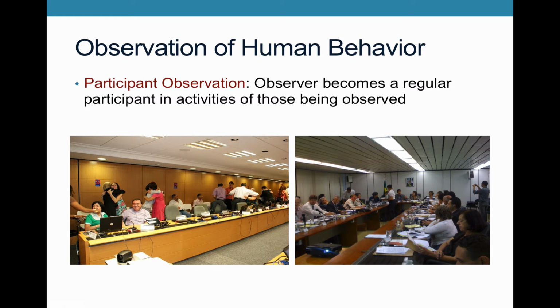Another form of data that we use as qualitative researchers is observation of human behavior. This is a type of data that you would use also in quantitative research, but here it takes a different form. And here we use the form of participant observation. The observer in this sort of data collection becomes a regular participant in the activities of those being observed. They're able to view with their own eyes something that may not be captured by other sources of data.